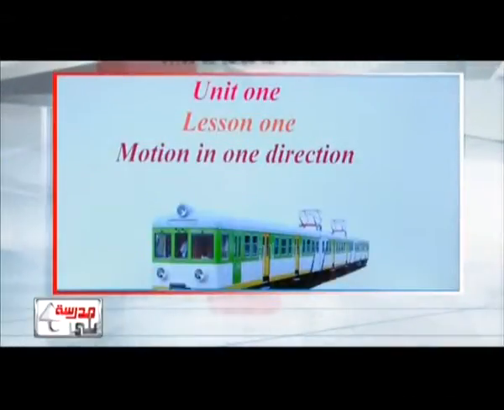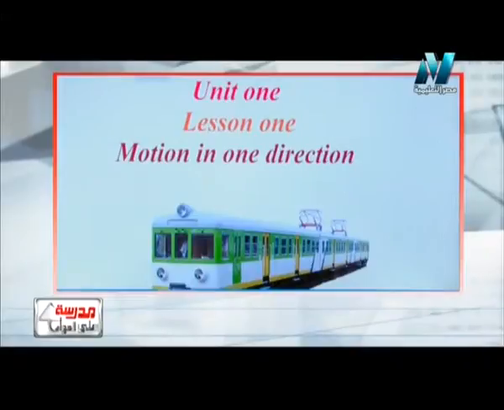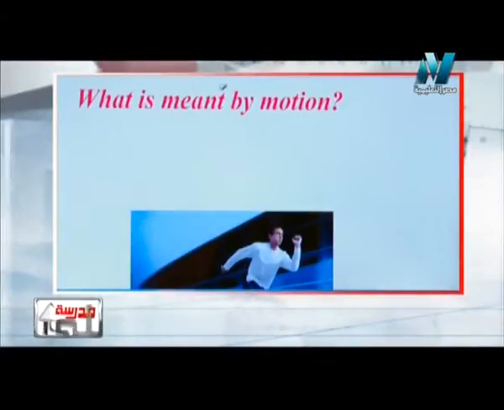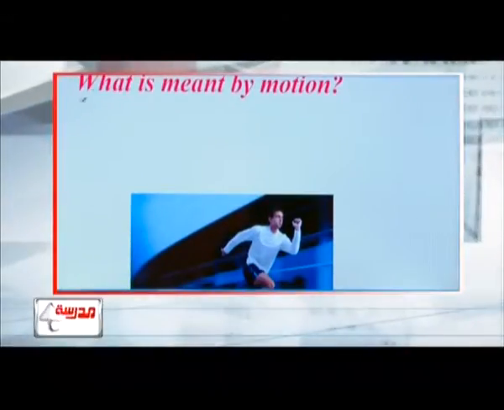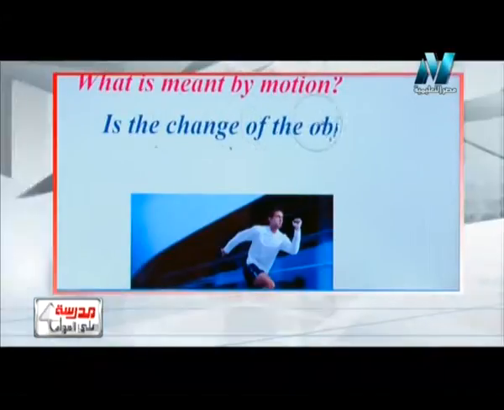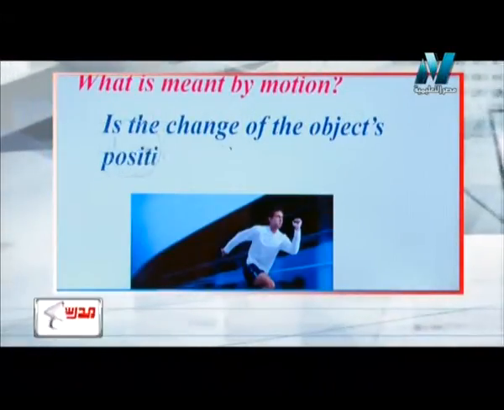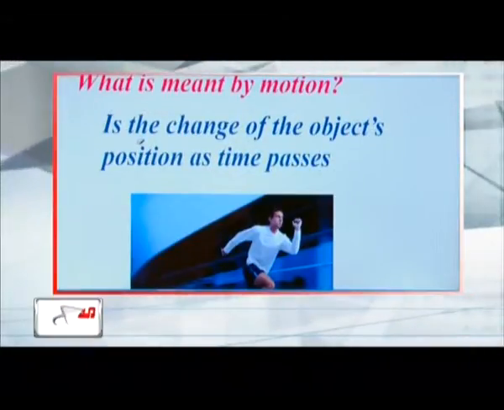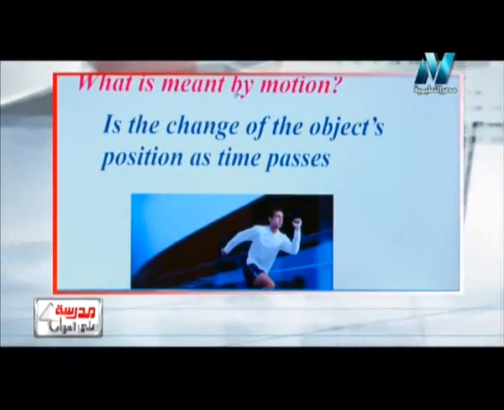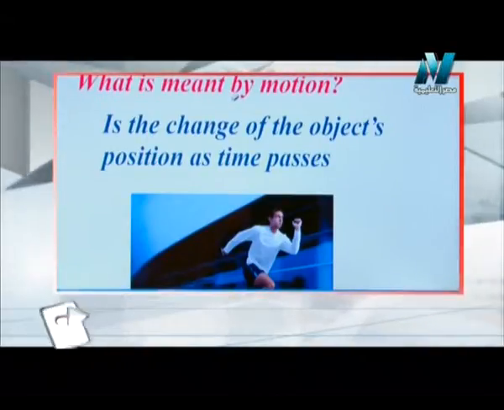As we see here on this monitor, unit 1, lesson 1, motion in one direction. To know what is meant by motion, what does motion mean? As we see in front of us, motion means what? Motion is the change of the object's position as time passes. Yes. It is considered a change of the location or position of the body over time. So it is the change of the object's position as time passes.